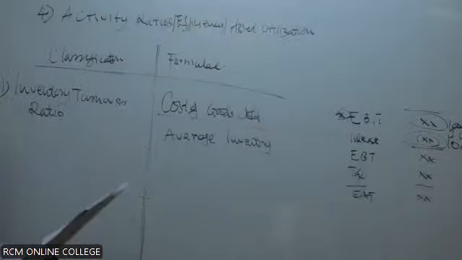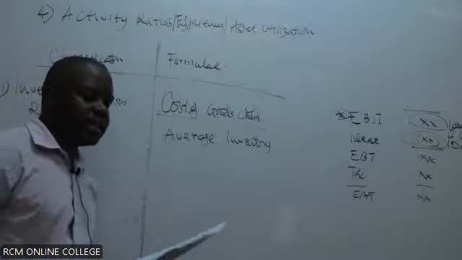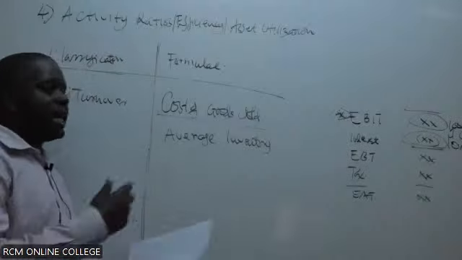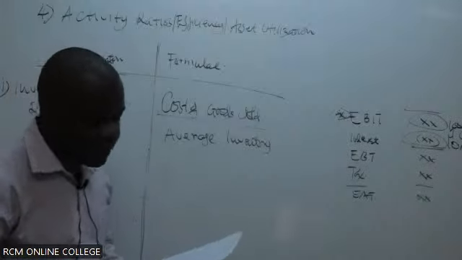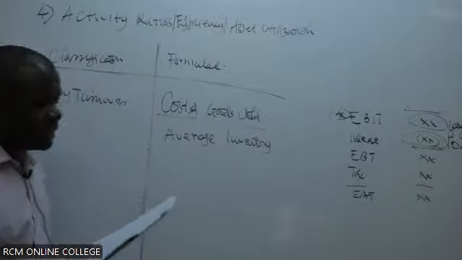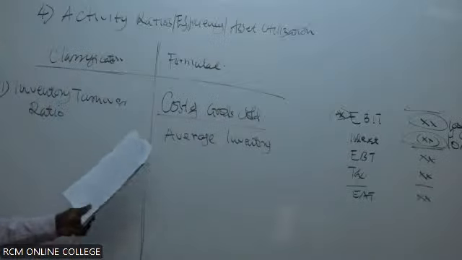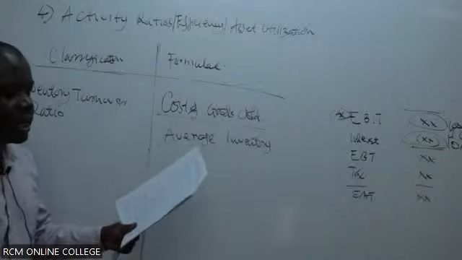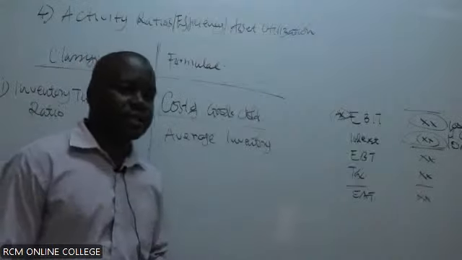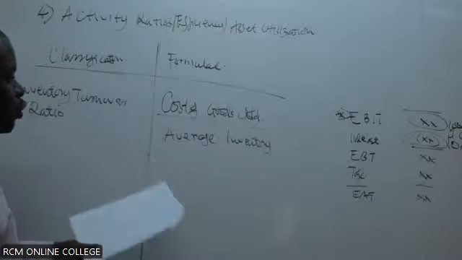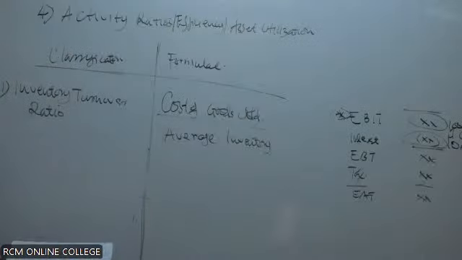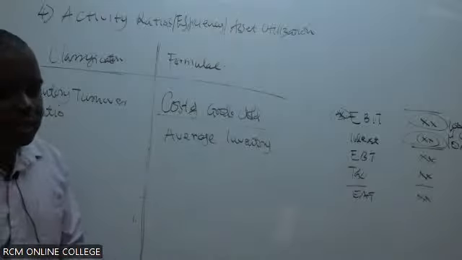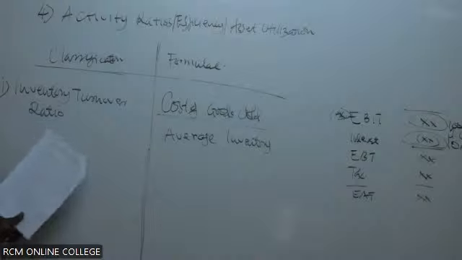So what does it indicate? It indicates the frequency with which stock is converted into sales. So how quickly are you turning over? How quickly are you converting your purchases or stocks into sales? You compute, in this case, what? The inventory turnover ratio.